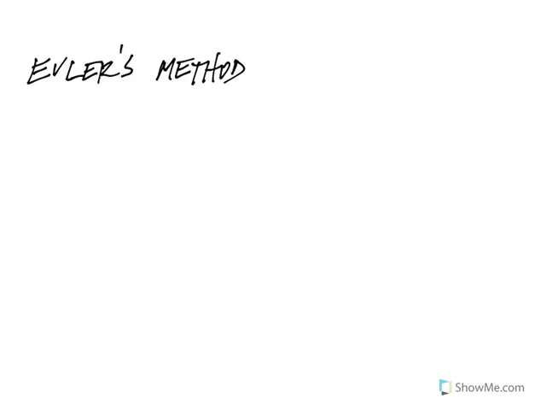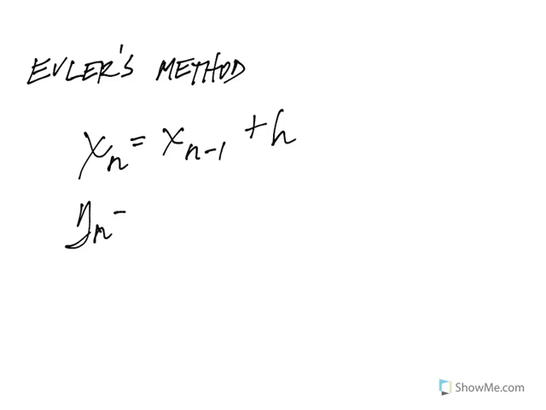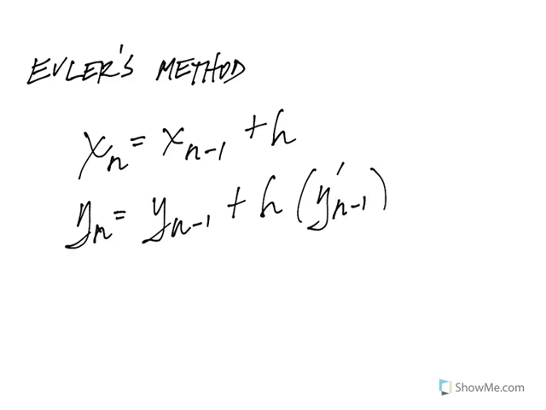Here's the formula for generating the ordered pairs. You've got x sub n, which will be x sub n minus 1 plus h. H is what they call the step. It is the distance between the individual x values. And your y sub n is going to be equal to y sub n minus 1 plus h times the value of the slope of the function at that n minus 1 value.